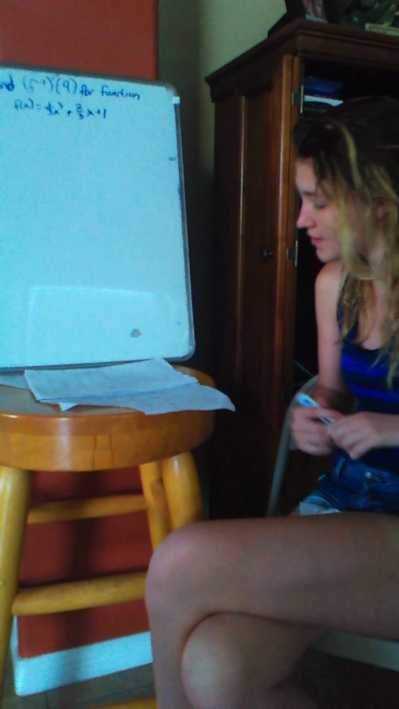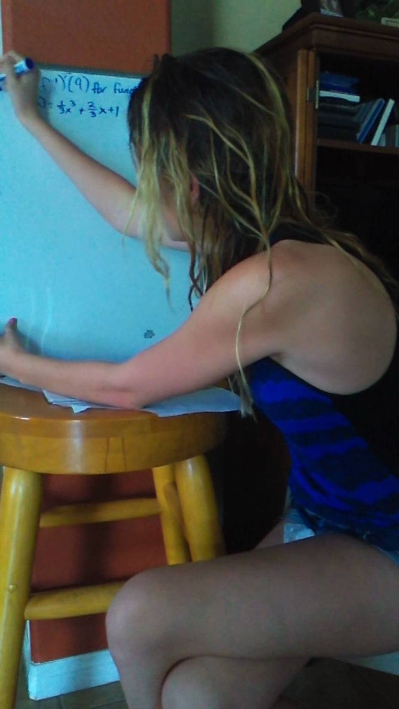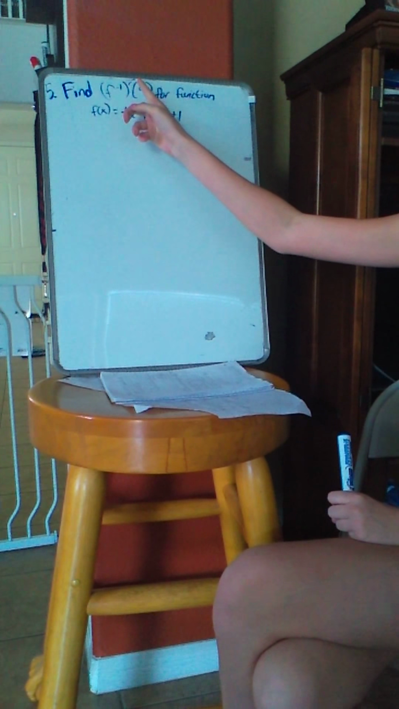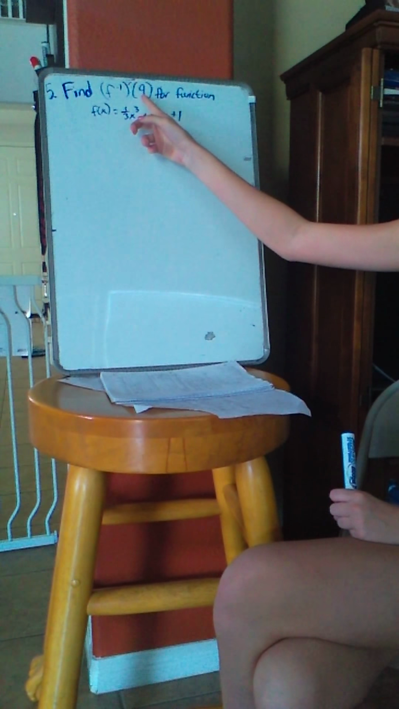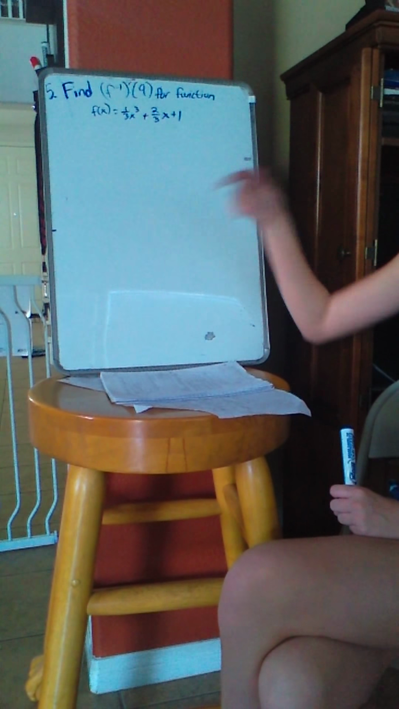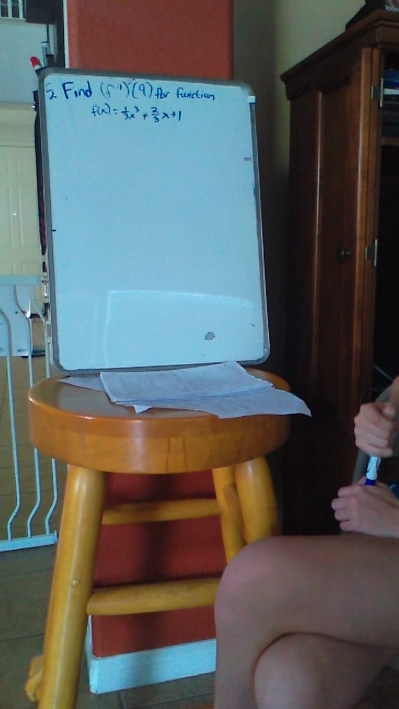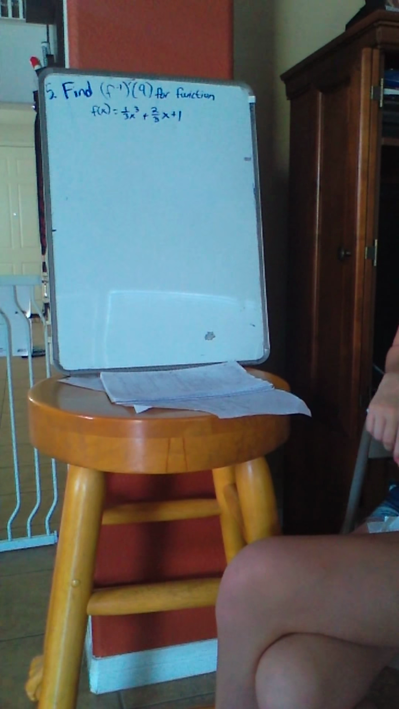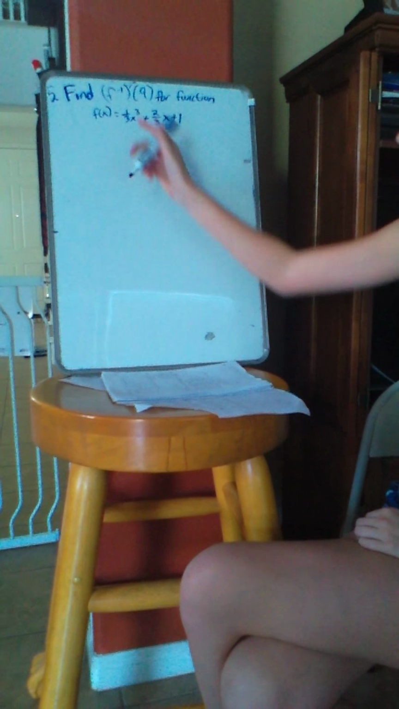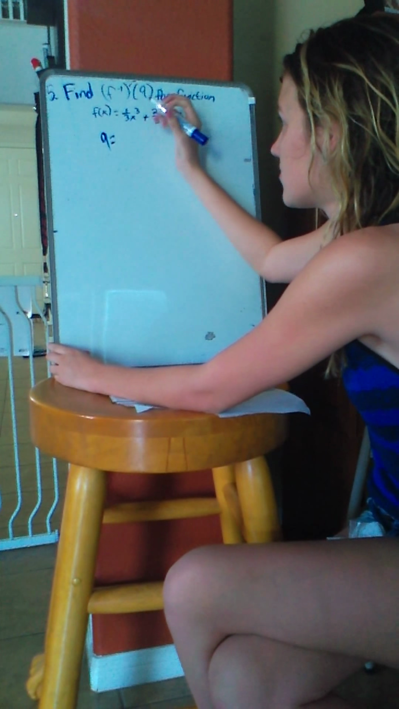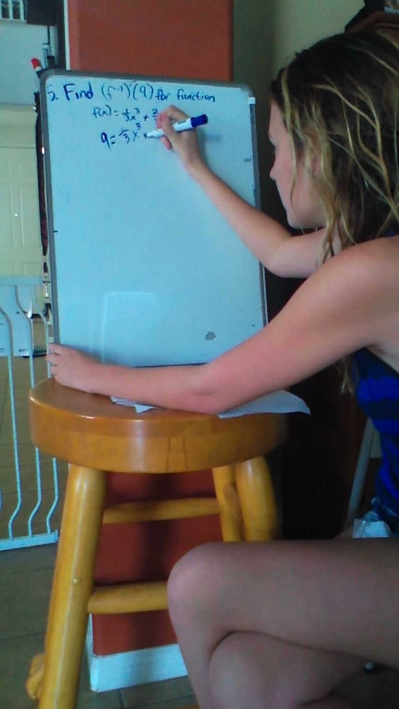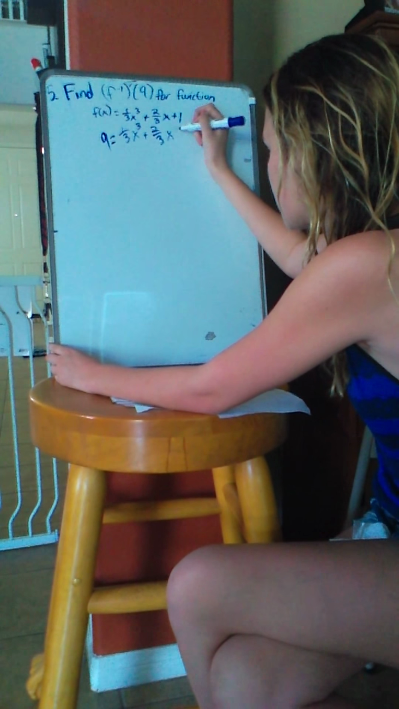Okay, going on to number 5. Find the derivative of the inverse of f at 9, for the function f of x equals 1/3 x cubed plus 2/3 x plus 1. First, we're going to set this equation equal to 9. So 9 equals 1/3 x cubed plus 2/3 x plus 1.